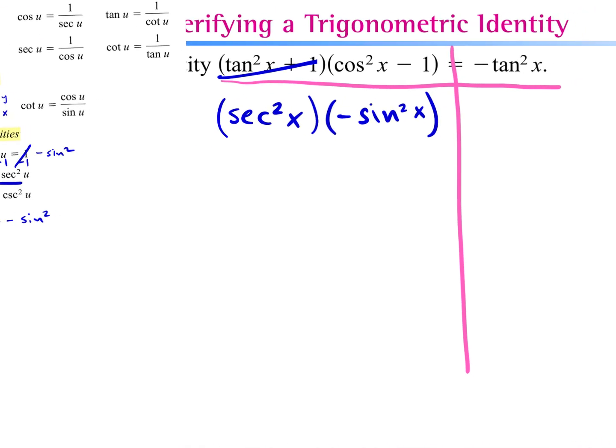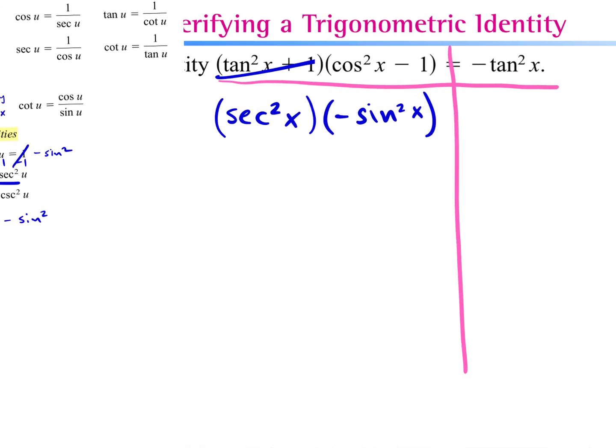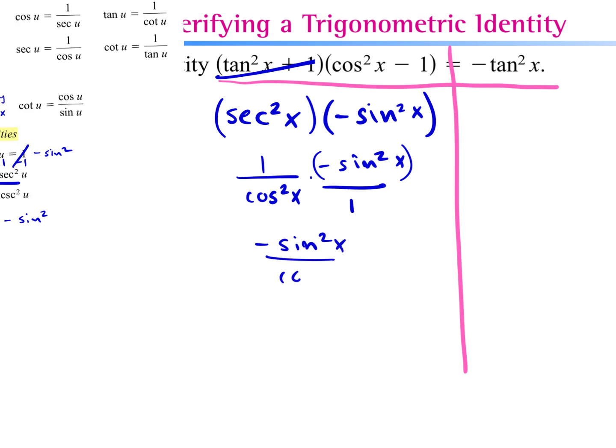All right, so that was helpful. Still have some more simplifying to do until we get it just to be tangent squared. What could we do next? We can make secant squared 1 over cosine squared times negative sine squared x. I can make it negative sine squared x over 1. Combine these together. So we get negative sine squared over cosine squared.